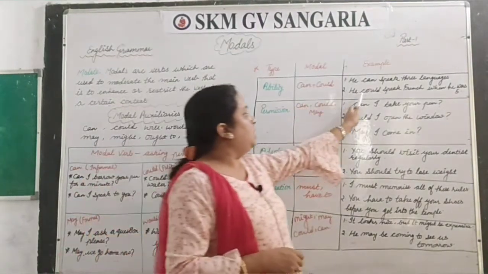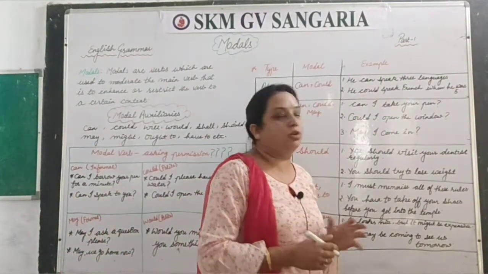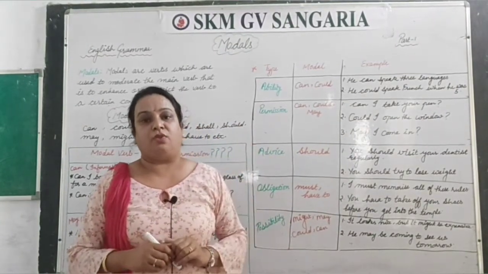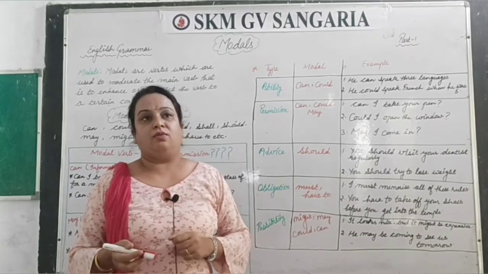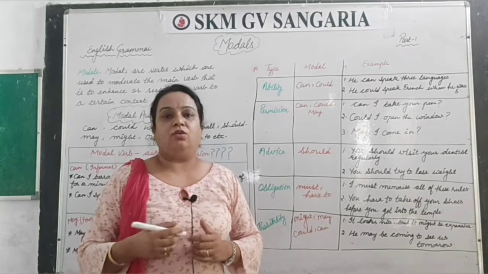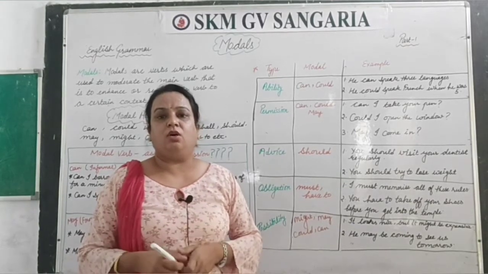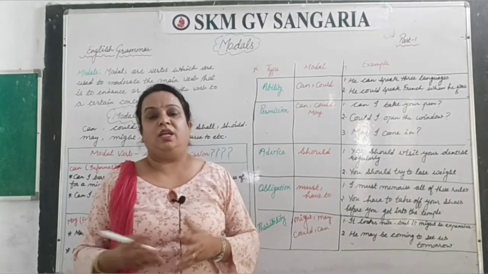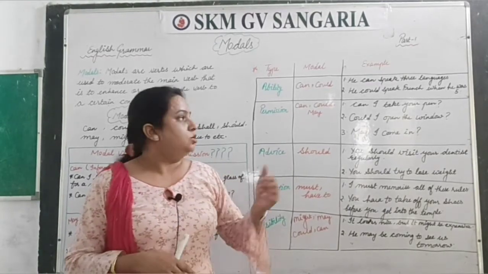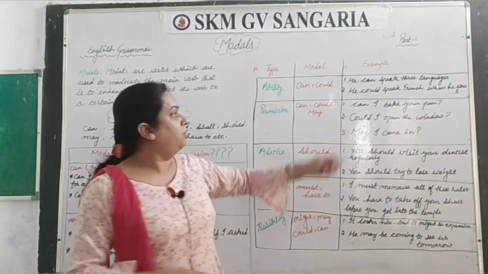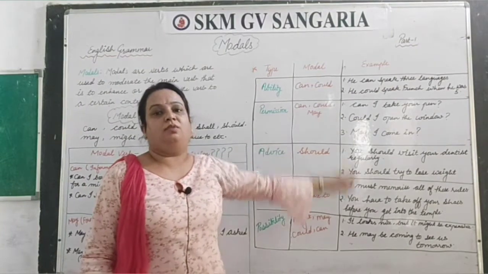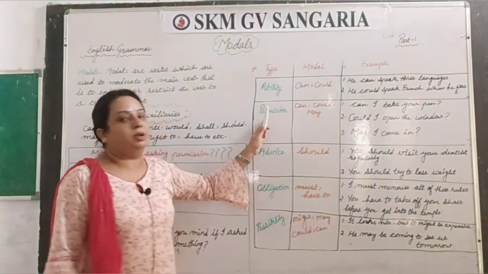See the example, he could speak French when he was 5, right? So when he was 5, he could speak French at that time. Like I could drive, I could play chess when I was young, right? I could ride a horse when I was a teenager, like that you can do, but now you cannot do that, okay. So that is what? Past ability. So for present ability you have to use can, and to show the past ability you have to use could.